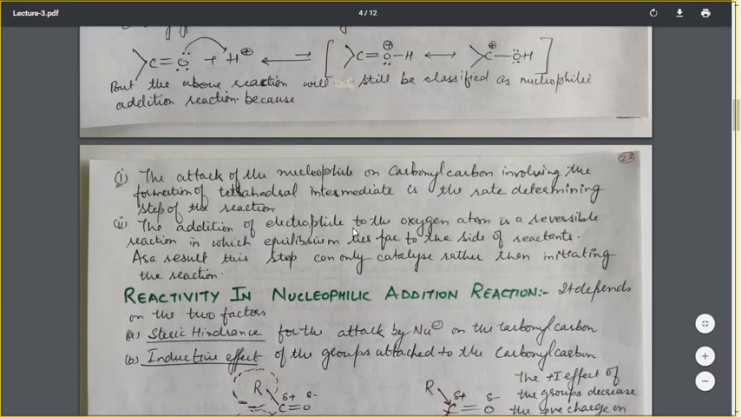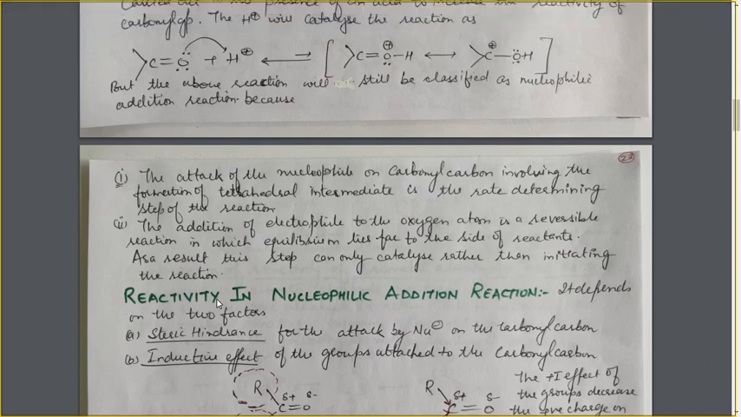The addition of electrophile to the oxygen atom is a reversible reaction in which equilibrium lies far to the reactant side. ये reactant side पे equilibrium होता है, ज़्यादा इसी तरफ को होता है, ये species बहुत कम बनते हैं. As a result, this step can only catalyze rather than initiating the reaction. So this step is having only the catalytic nature. It is catalyzing the reaction, not carrying out the reaction.